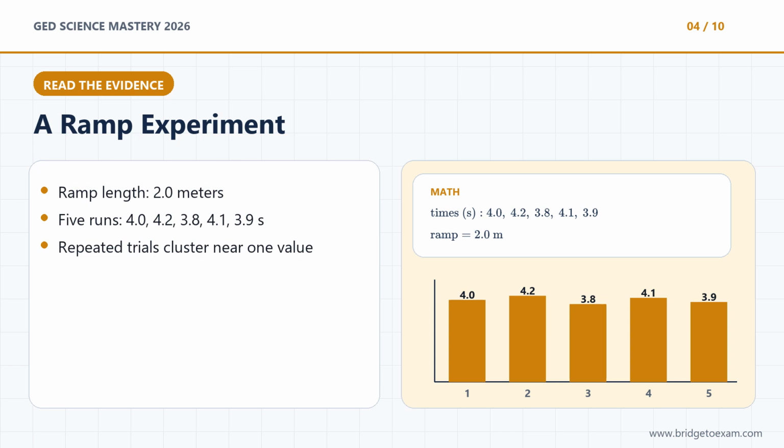Now a real GED-style passage. A student let a toy car roll down a 2-meter ramp and used a stopwatch to time it. To be careful, she timed 5 separate runs: 4.0 seconds, 4.2, 3.8, 4.1, and 3.9. Look at the bars. Notice how close they are. That is the point of repeating a measurement. The times cluster tightly around one typical value, so a single unlucky stopwatch press cannot fool you. In a moment, we will turn these 5 times into an average and then into a speed.